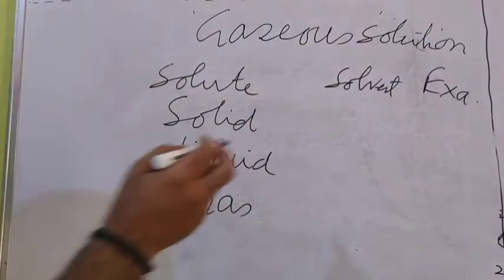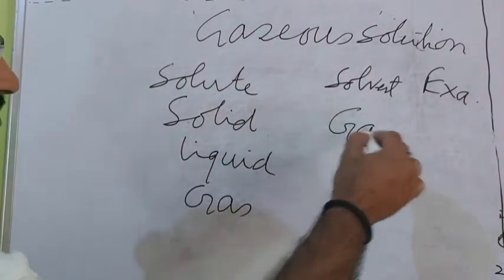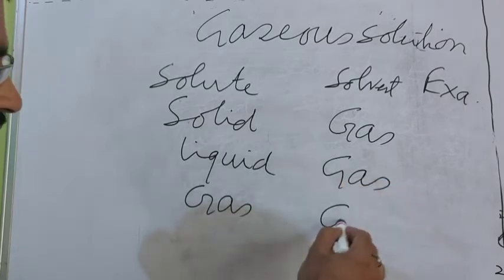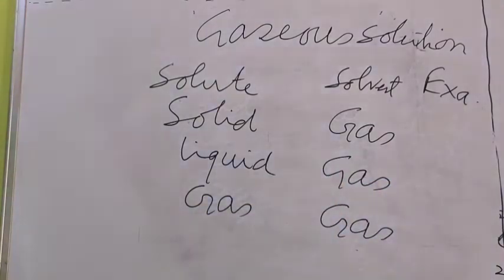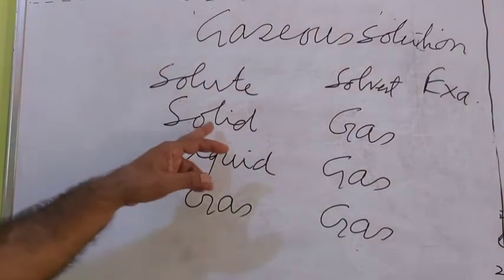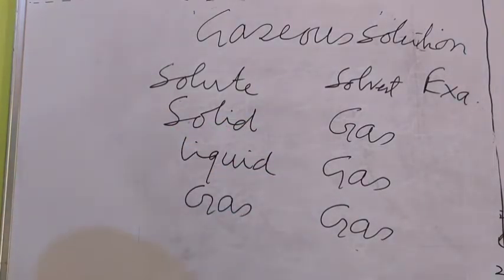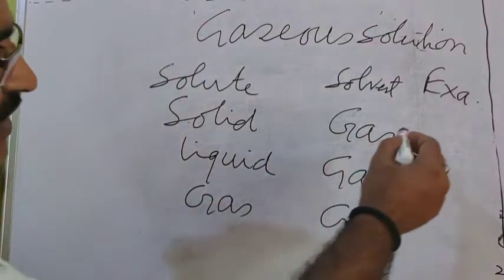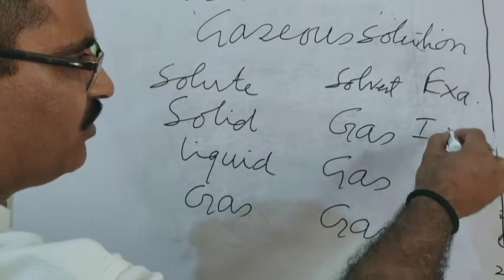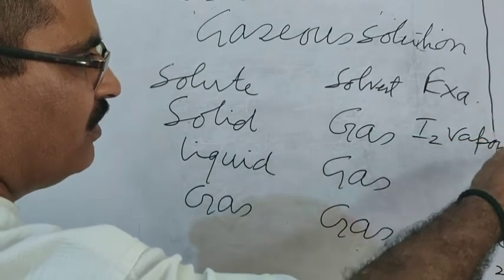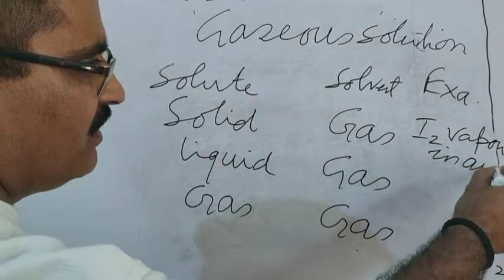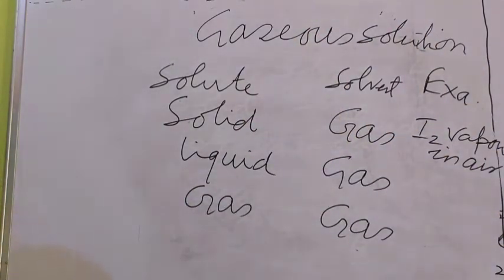Gaseous solution means its solvent is gas. So the first example of solid in gas, a solid molecule dissolved in gas, is iodine vapor in air. Very good example. That iodine vapor in air is the example of solid in gas, or you can say dust particle in air.